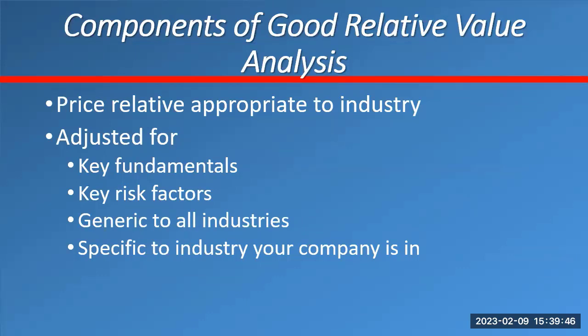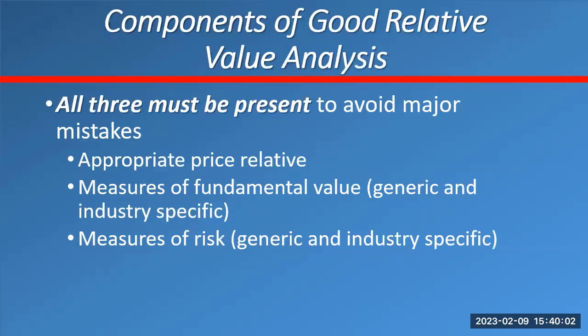So that might be, you're looking at 350 houses in Texas. It might be better to look at 40 houses in San Antonio. Might be better analysis because the markets may be really different. Same thing here. Industries can really vary quite a bit on these numbers. So all three have to be there. The right price relative, whether it's price or enterprise value. The right fundamentals have to be there and right risk.